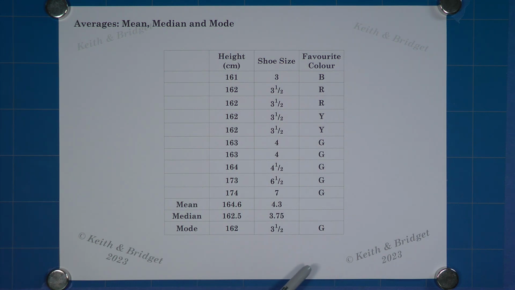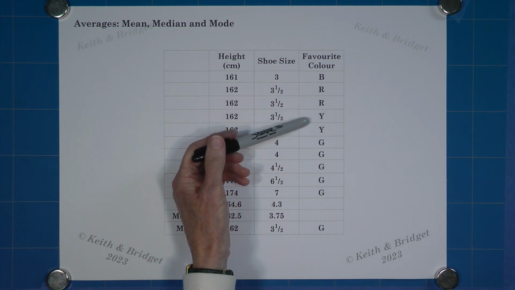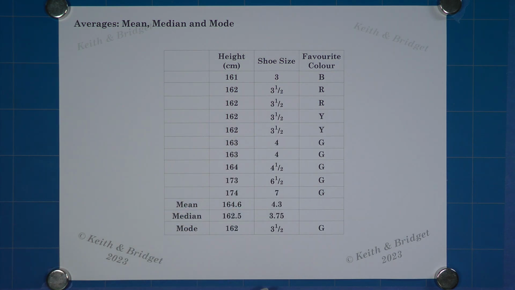What about their favourite colour? Here I've grouped them, so we had one person giving blue, two giving red, two giving yellow, and all the rest gave green. This is categorical data, has no numerical value at all. So the mean and the median have no context at all in this situation. The only one we can consider is the mode, which is green.